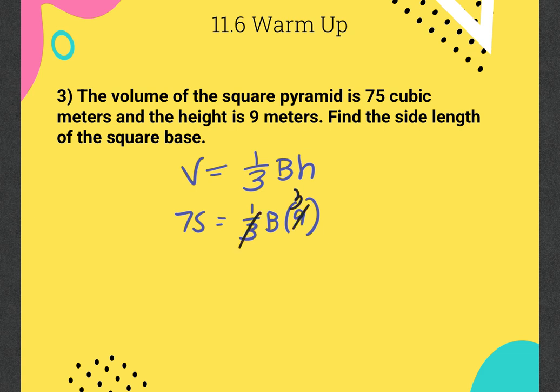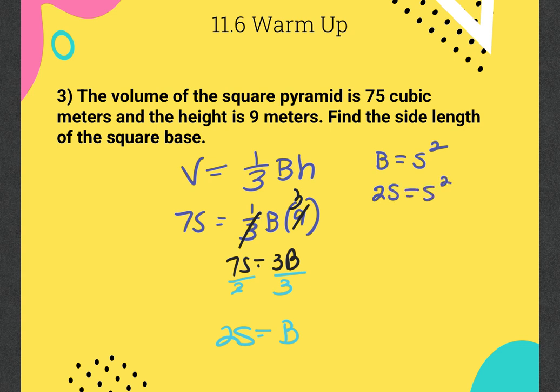1/3 of 9 would be 3. So I'd get 75 equals 3 times b. Divide both sides by 3. And the base area is 25. If the base is a square, then the base area would be side squared, or length times width, which are obviously both the same. So if this is 25, what's each side length? Good. Square root it. And the side length is 5. And it would be meters.